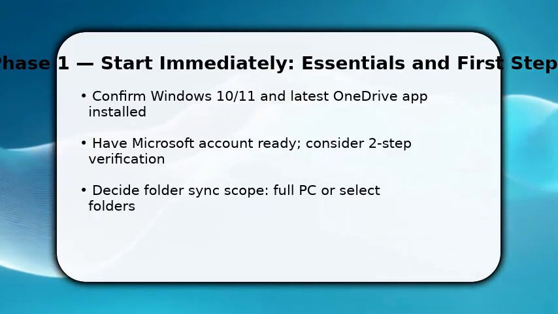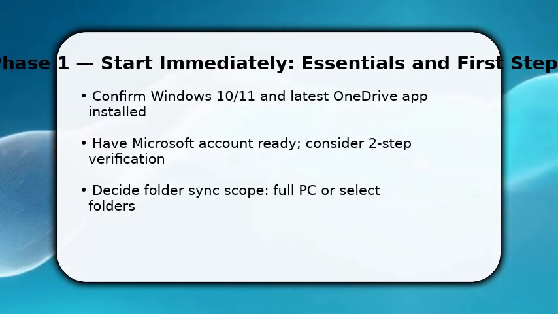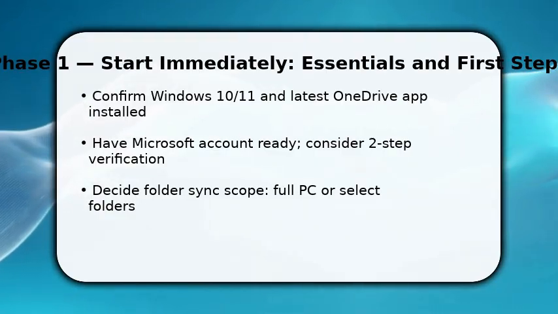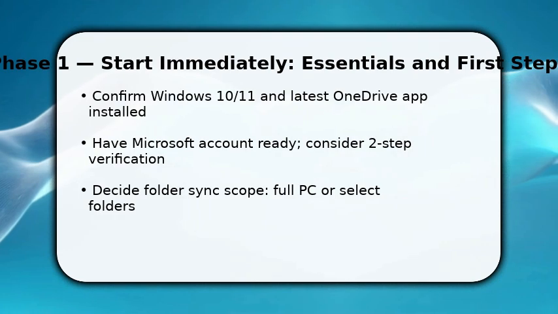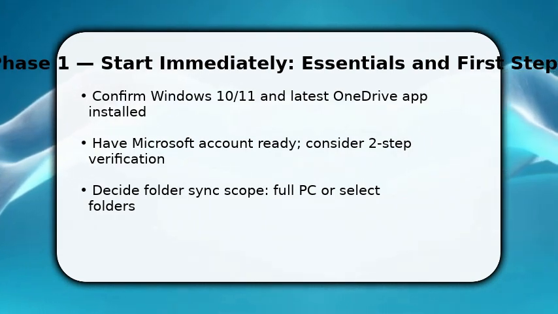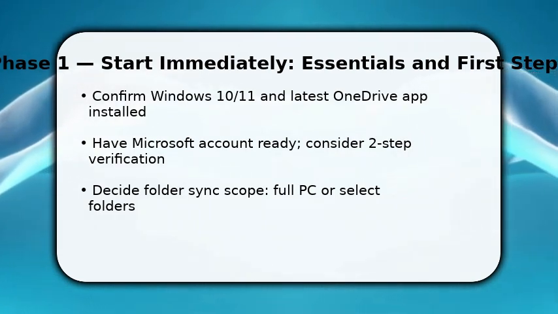Once signed in, choose whether to back up your desktop, documents, and pictures, or limit sync to selected folders, because that choice controls disk usage and bandwidth. Make sure to set network limits if you have a metered connection, and then move on to configuring selective sync, so OneDrive only stores what you need.